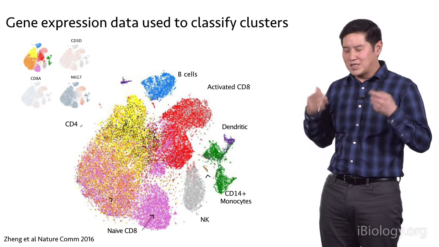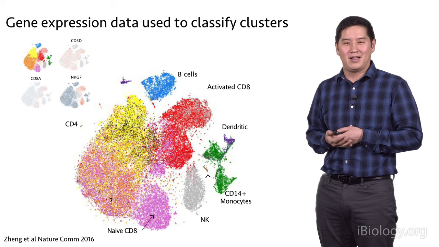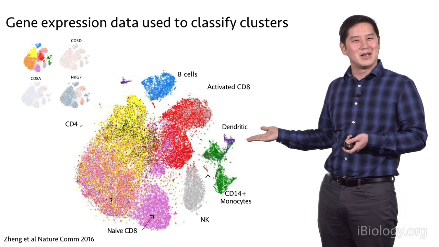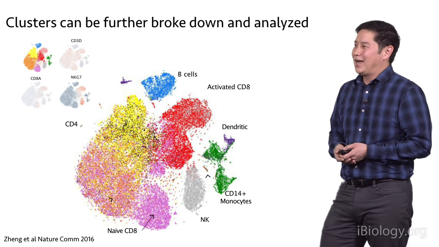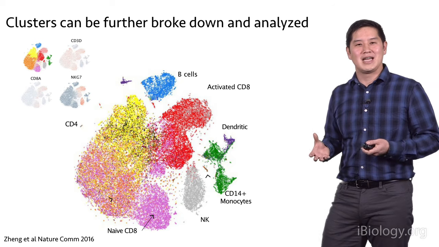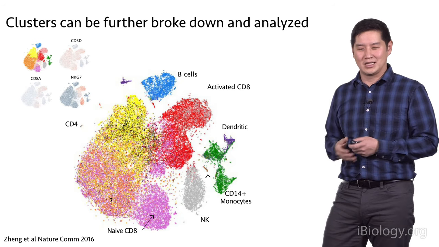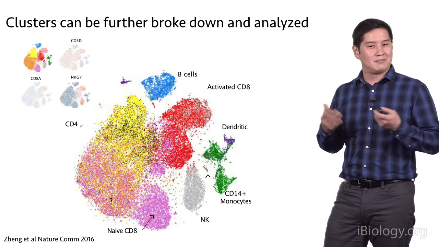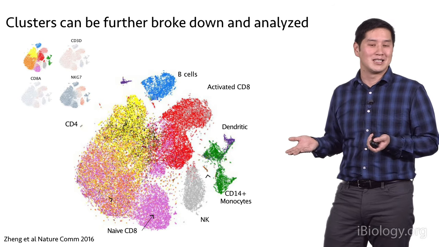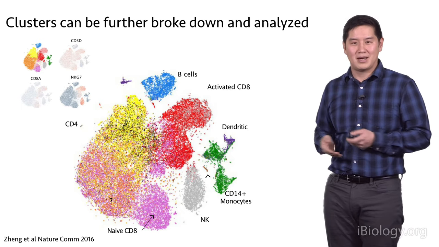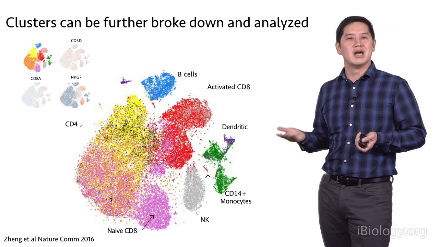And so if you've watched some of these flow cytometry videos on iBiology, you'll note that you can get the same information from flow cytometry. So why do single-cell sequencing? And one reason why is that these clusters can be further broken down and analyzed by those genes. And so again, we can make measurements on up to 20,000 differentially expressed genes that might be present in samples. Whereas with flow cytometry and mass cytometry, you might be limited to a few dozen markers, and that's it.